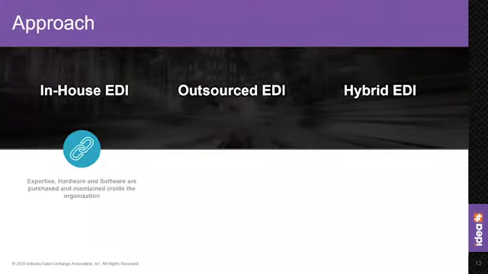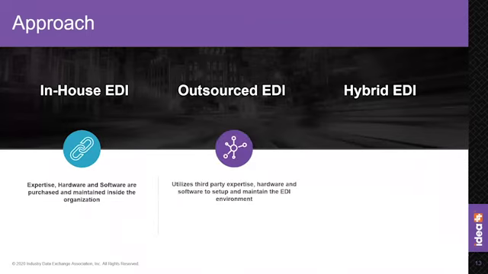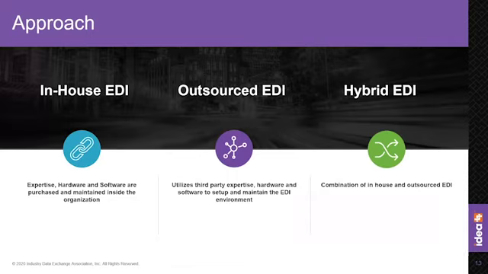So how do you actually get up and running with EDI? And what's the best way to do it? So there's three main approaches to getting up and running with EDI operations. One is to do it all in-house. One is to select a trusted partner and outsource your EDI capability. And there's also a hybrid approach where you can combine the two to make it work for your organization.